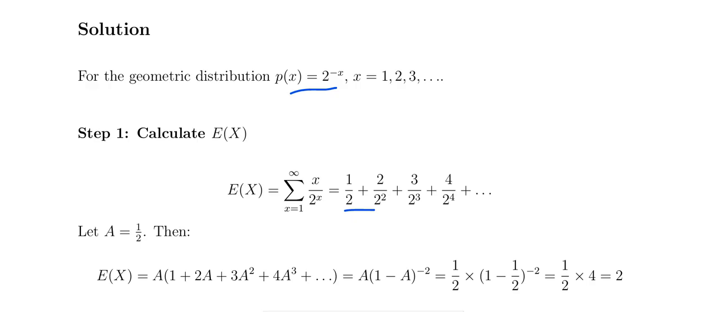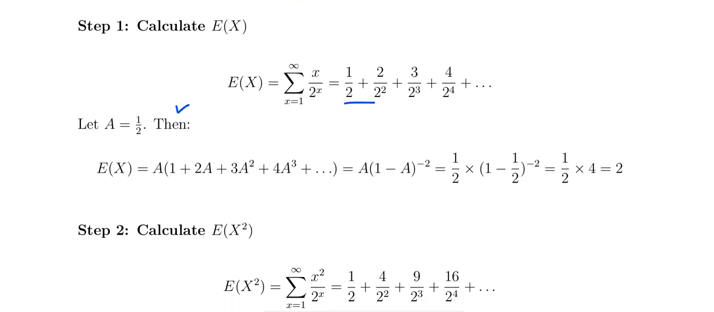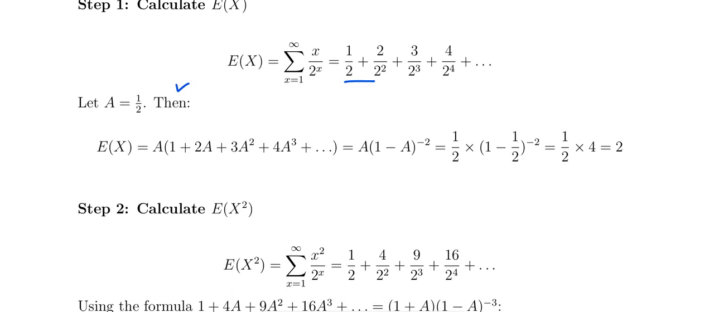Here, if you take a as 1 by 2, then the expectation of x is a into 1 plus 2a plus 3a square. Taking a equal to 1 by 2, this series becomes a plus 2a square, am I correct? 2a square, 3a cube, like that. You can take a outside. If you take 1 by 2 outside, you can proceed directly. So 1 by 2 into 1 minus 2 whole power, the structure will be like 1 plus 2x something, I think.